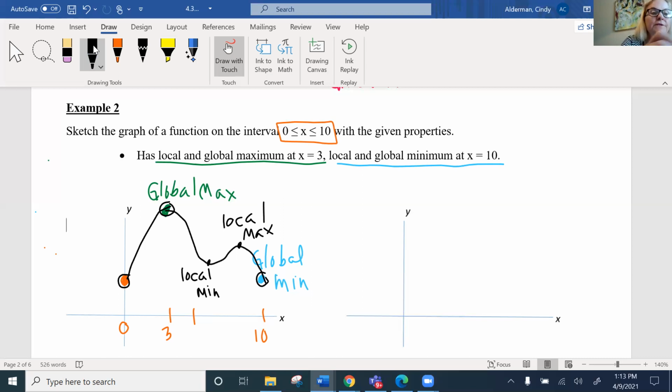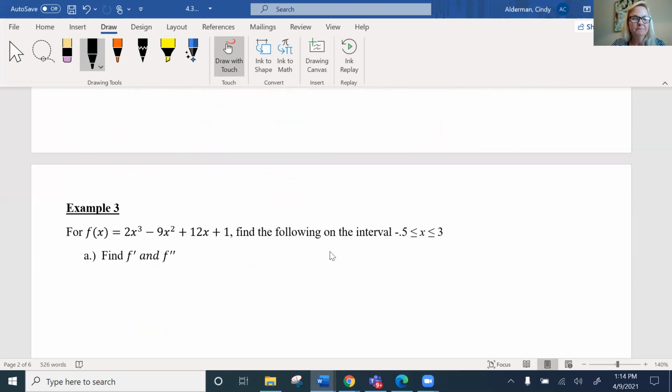Let's see, you know what? I want to redraw this. It's not quite there, because I want the global min to be... So here's another local minimum. I just wanted the global minimum to be clearly the smallest, the y value is the smallest there at 10, because that's what they told us. Okay.